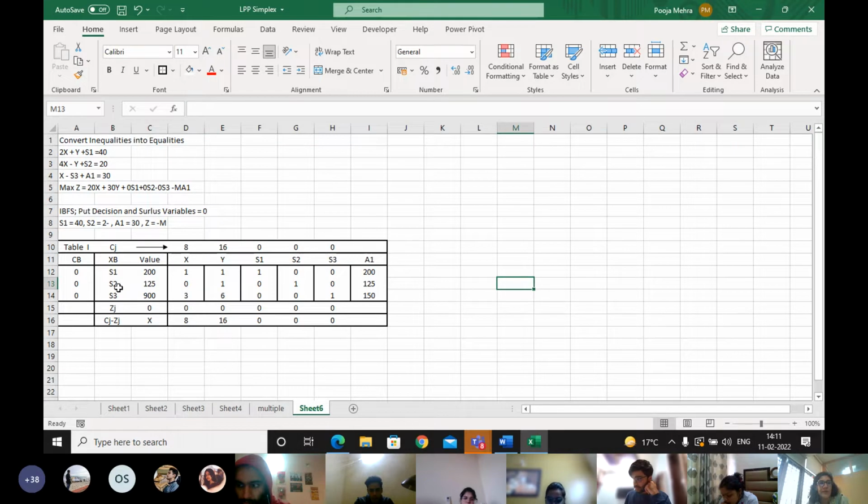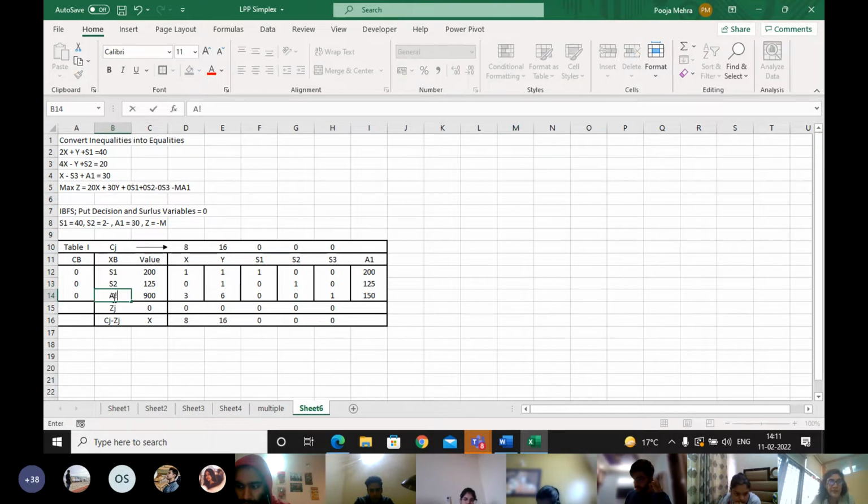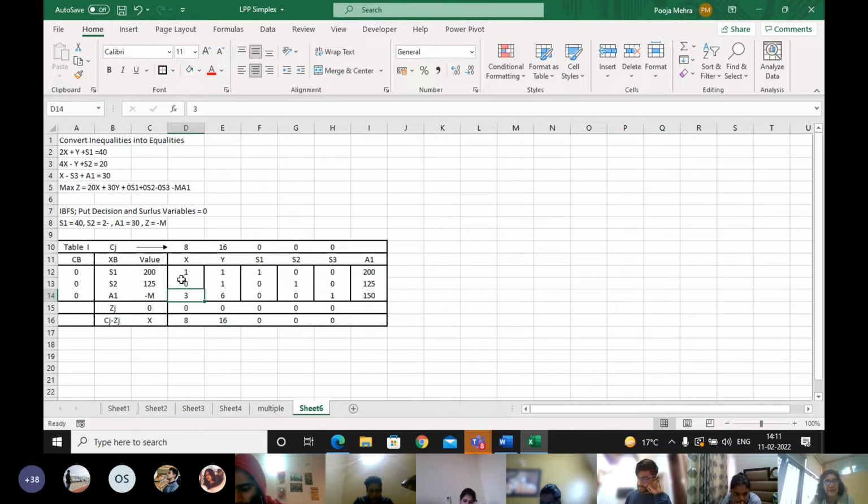I'm helping you with this first table. The rest you need to do and tell me what type of solution this problem has. Let me remove everything.